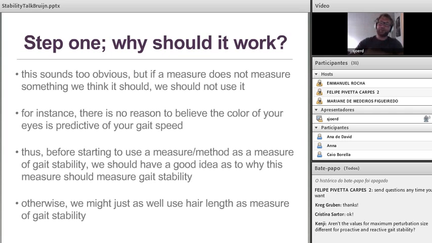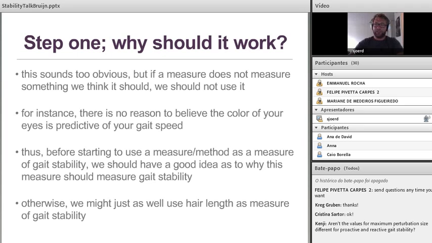Yeah, so for instance, there's no reason to believe the color of your eyes is predictive of your gait speed. But this is a really bad example, of course, because we all can see this, but you see sometimes measures, mostly quite complex mathematical measures, and then people refer to it as a measure of gait stability, whereas it's simply, I don't know, I'm just going to say something now, it's simply how much power is in your power spectrum or something.